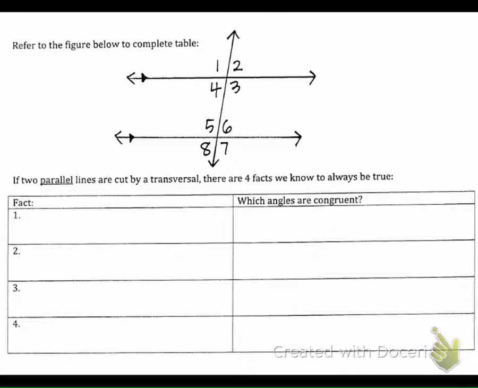So today we're going to talk about what happens when these two lines that are crossed by the transversal are parallel lines. So if two parallel lines are cut by a transversal, then there are 4 facts we know that are always true. Fact number 1 is that corresponding angles are congruent.